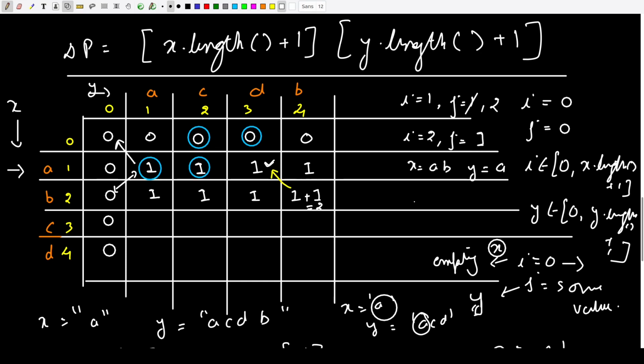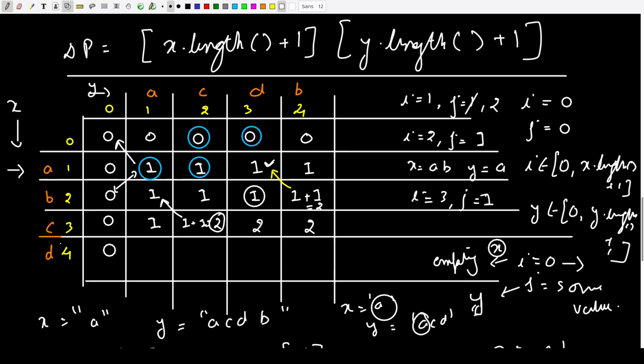So for the case where i is equal to 3 and j is equal to 1, c and a again are not equal, so the LCS will be 1. C and c are equal, so 1 plus 1, and the other one is coming from this diagonal, which is equal to 2. C and d are not equal, so over here the LCS will be 2. The max between these two is 2 now, because of which the LCS is 2. C and b are not equal, so over here also the LCS is 2.